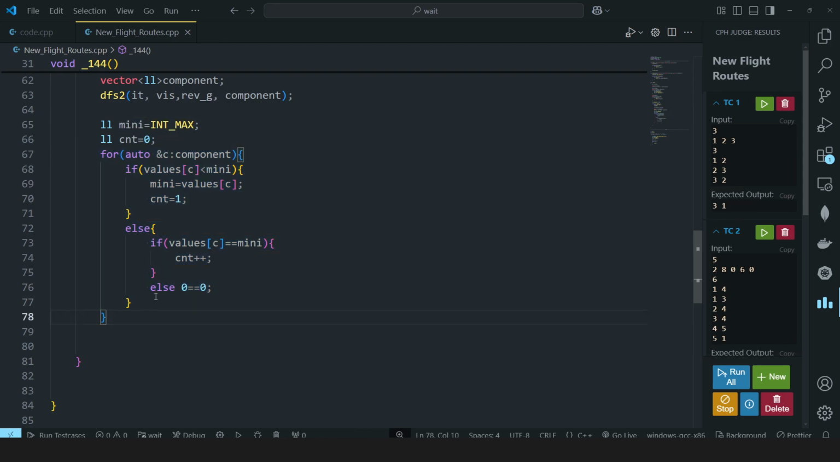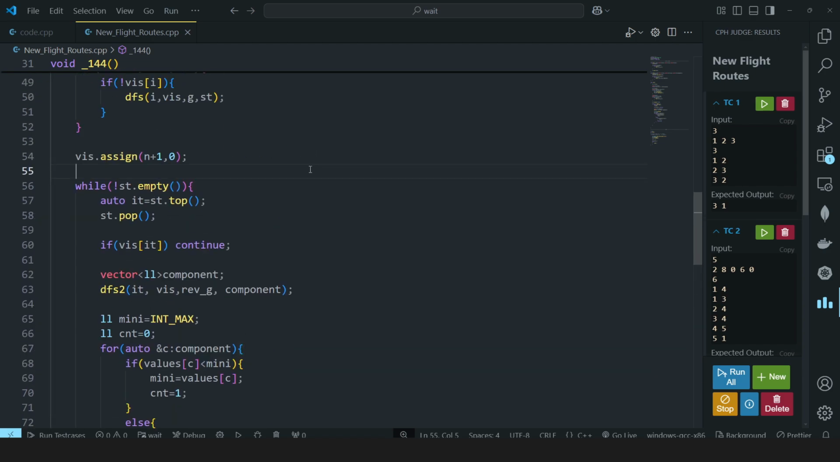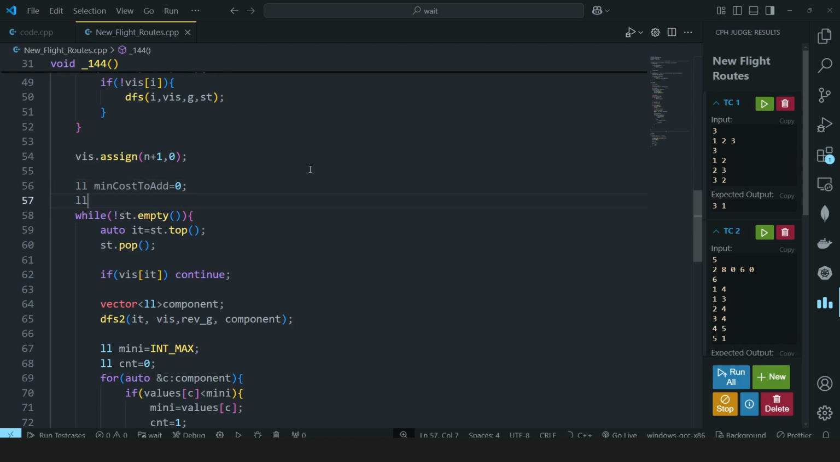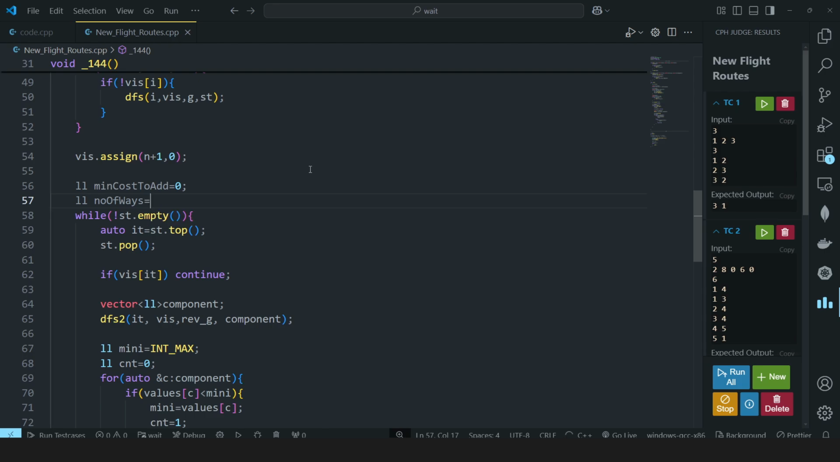So if you remember, we just wanted to add this minimum value and multiply this count value every time, right? So let me declare this globally, where I will store the global results. I will say that the minimum cost to add will initially be equal to 0, and also the number of ways of achieving this minimum cost. Since I have to multiply it continuously, that's why I'm taking it as 1, right?